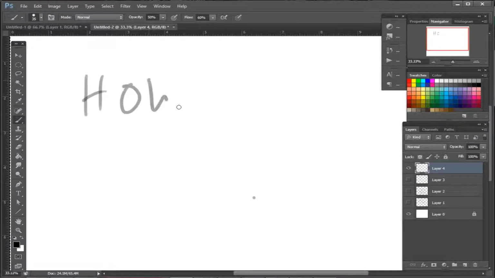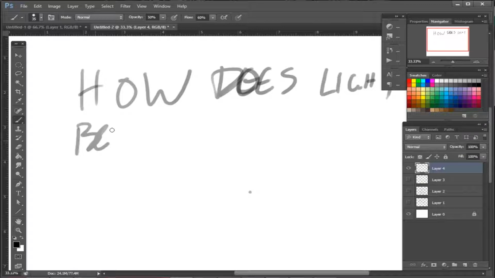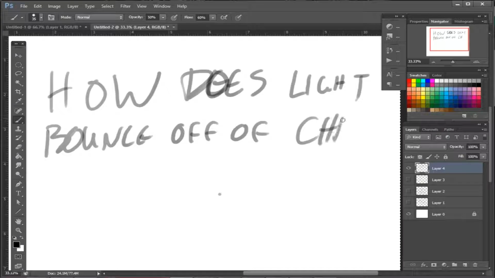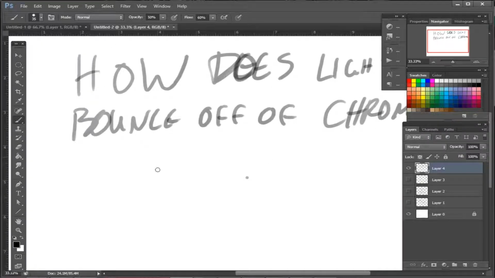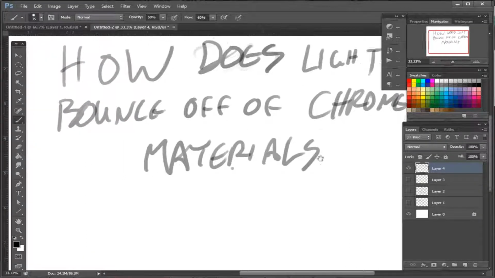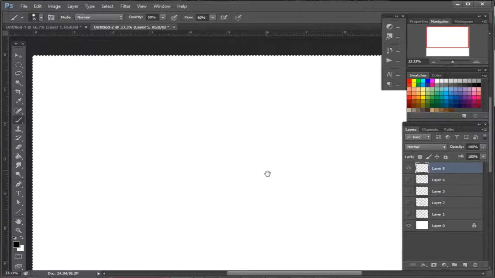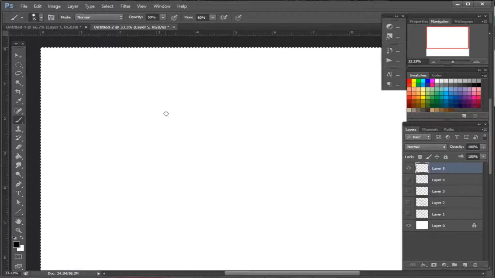How does light bounce off of chrome materials? Chrome tends to behave a bit differently from a lot of other materials.